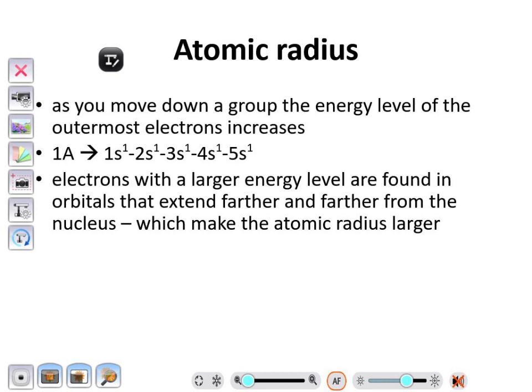So for group 1, you go from 1s to 2s to 3s, 4s, 5s, and you can continue going on. That means that as you have a larger energy level, those orbitals extend further and further out. You've got those orbitals being further from that center, the nucleus.